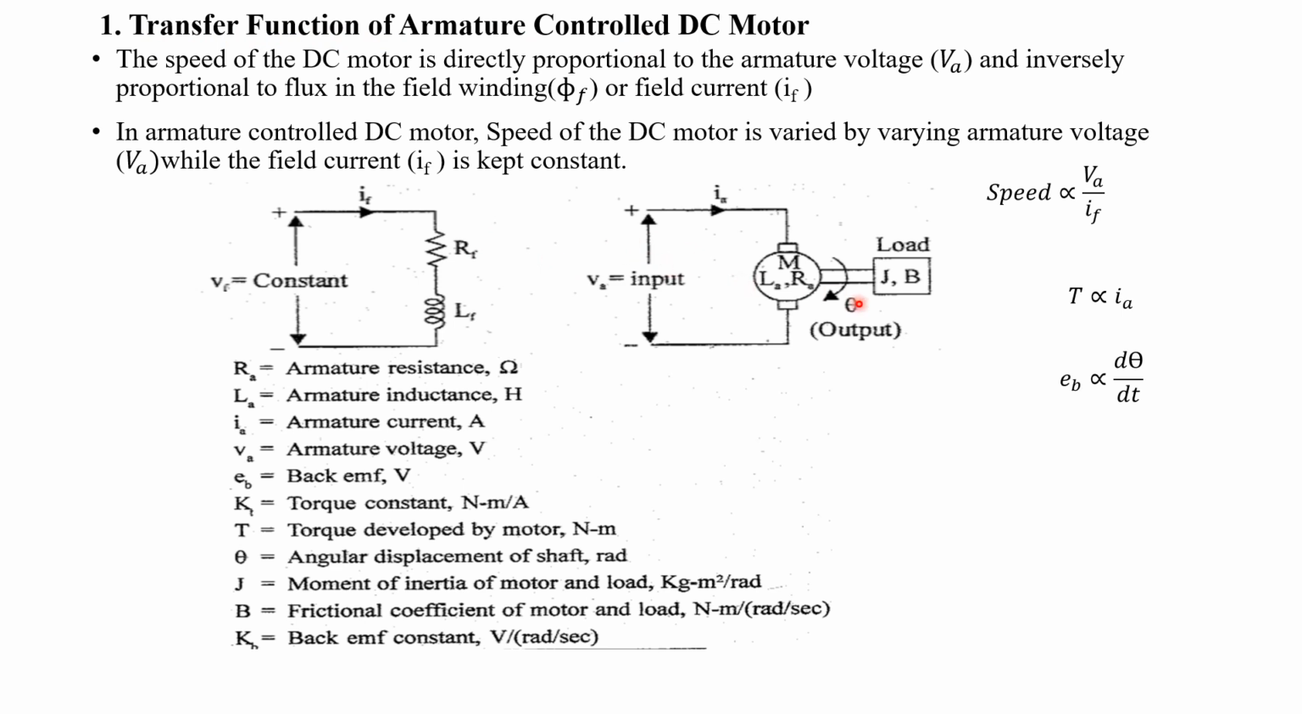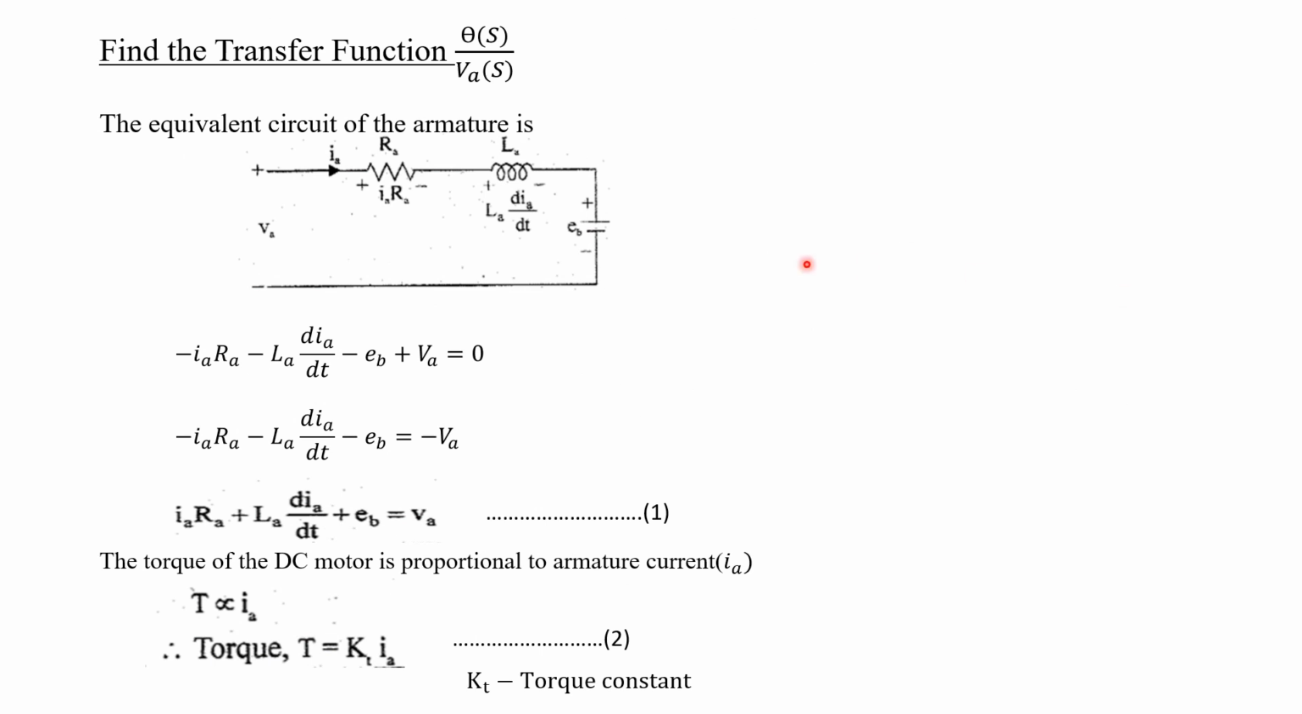Here, what about the output signal? The output signal is nothing but the rotation of the load, that is theta. What about the input signal? Here two inputs are there, VF as well as VA. But for the armature controlled DC motor, we are keeping VF constant. Only we are applying VA, that is, we are varying VA. So the input will be VA. So what do we have to find out? The Laplace transform of output divided by the Laplace transform of input. That is nothing but theta of S divided by VA of S. Okay, listen, we are going to find the value of theta of S divided by VA of S.